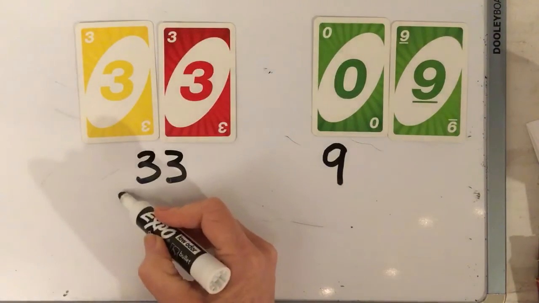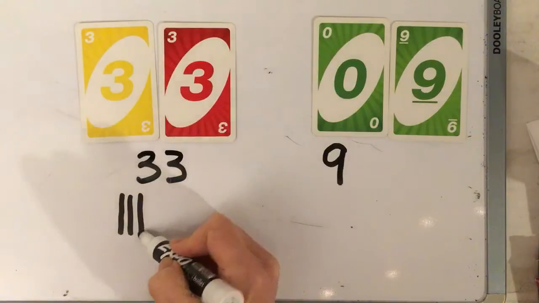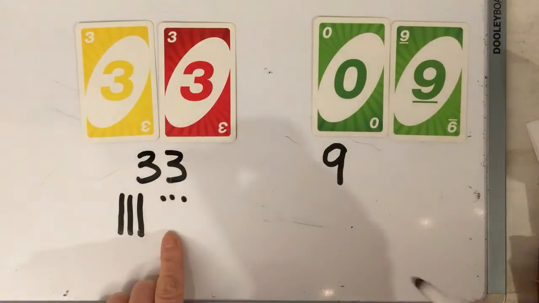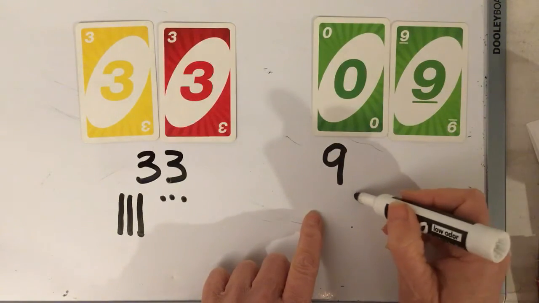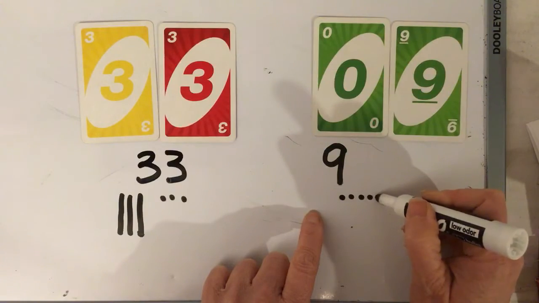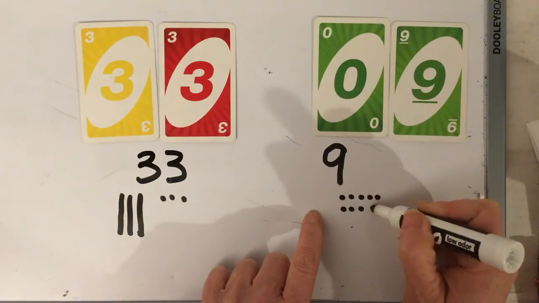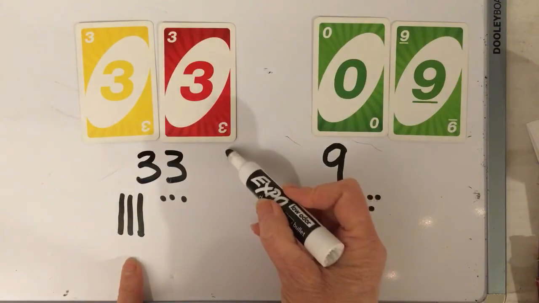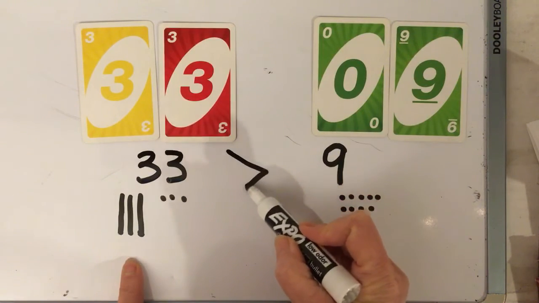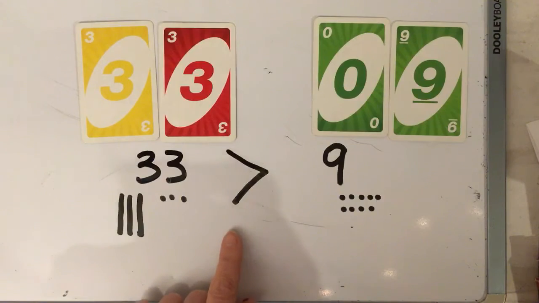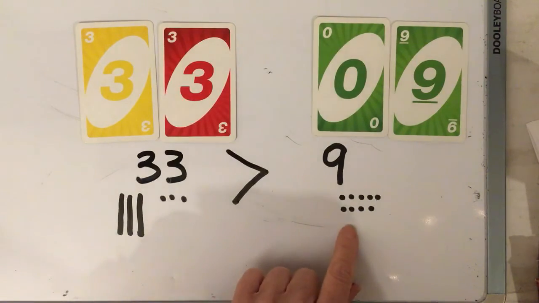So let's draw this out. 10, 20, 30. 1, 2, 3. So we have 30 plus 3. We have 0 10s. We just have 1, 2, 3, 4, 5, 6, 7, 8, 9. So automatically you can see there are more 10s in this pile. So we put the big side to the big number and we read it like this. 33 is greater than 9.